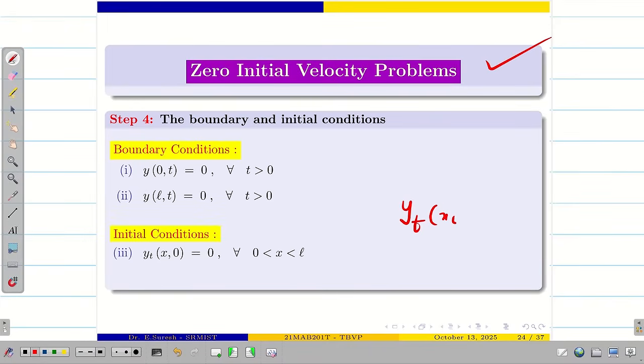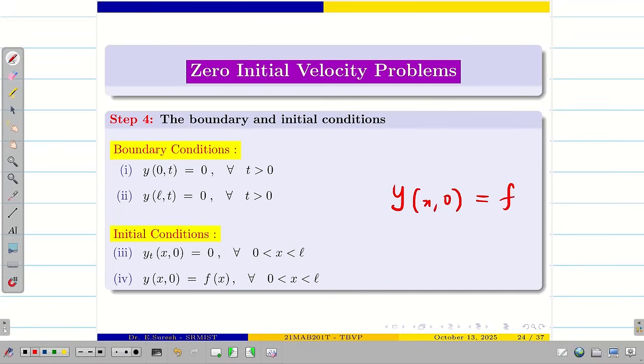An initial condition: zero initial velocity problem. So there should not be any initial velocity. And then finally, there is an initial displacement. The only unknown function in this problem is f of x. We don't know what f of x is. It doesn't matter. Let us solve the general problem. At the end, specifically, we can find f of x.